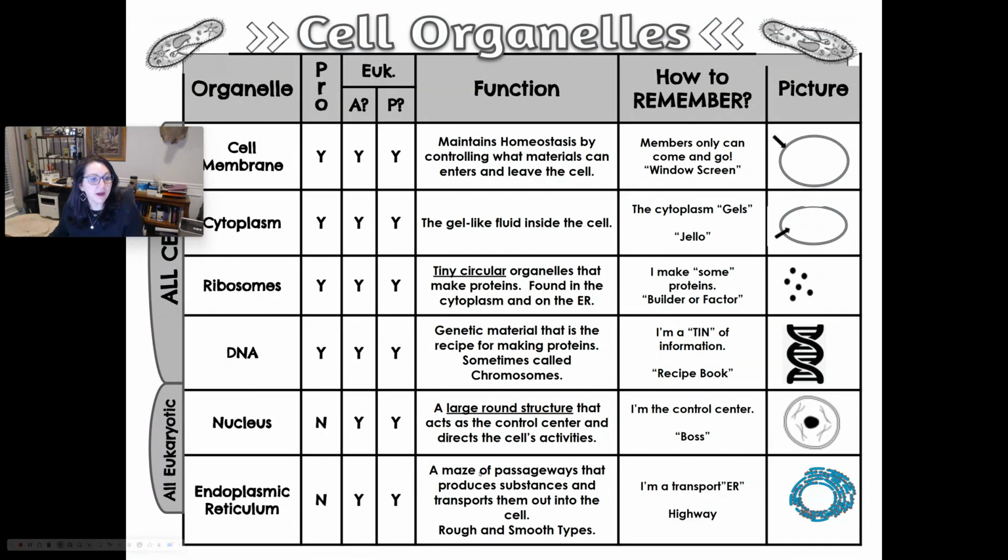So in your chart, it's down here at the bottom, endoplasmic reticulum, again not found in prokaryotic cells, but found in plant and animal. I'm a transporter, because they transport things away from the nucleus into the cell. I'm a transport ER. So it's kind of like a highway or a series of passageways.